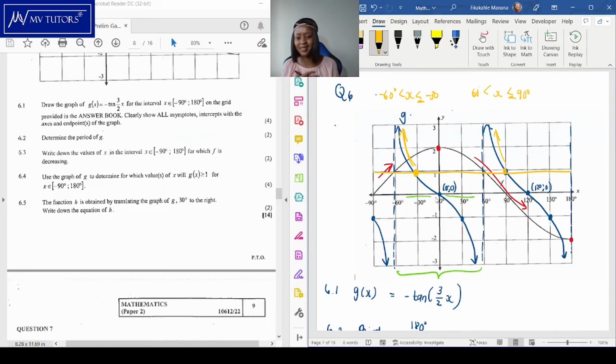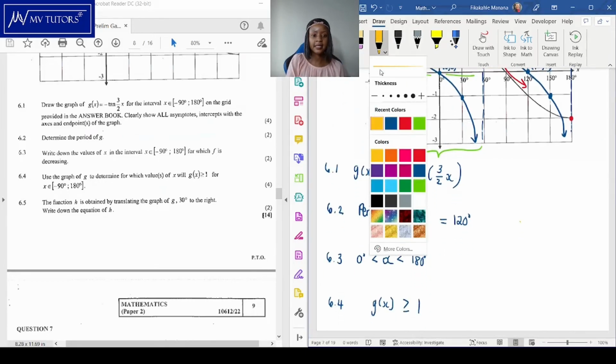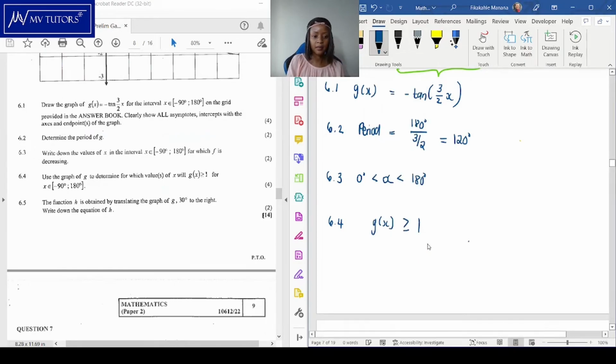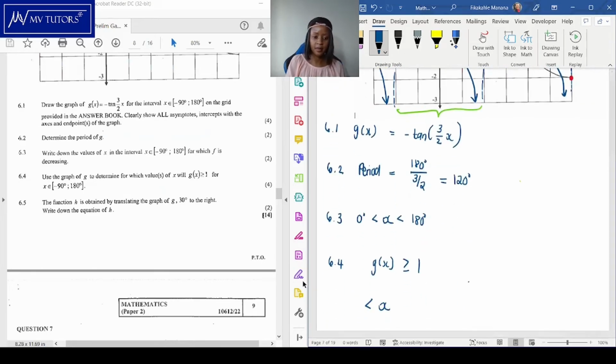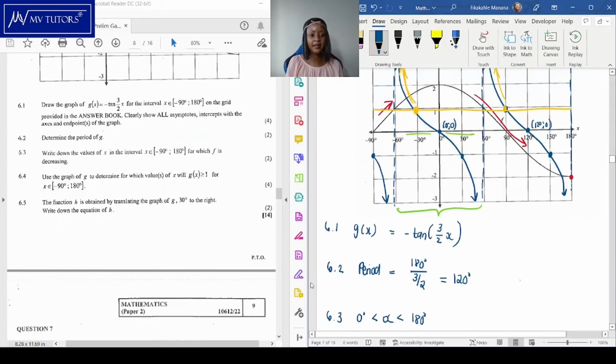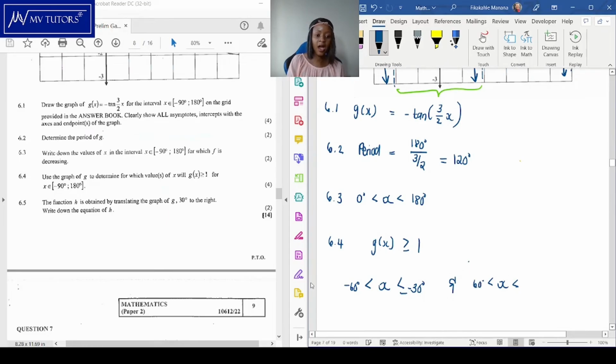Wow, 4 marks. Did I do too little? I don't know, but we're using the graph, right? We're determining the values of x for which the graph of g of x is bigger than or equal to 1. So that is our solution. So x is bigger than negative 60 and smaller than or equal to negative 30. And again, x is bigger than 60, it can't touch 60, but smaller than or equal to 90.